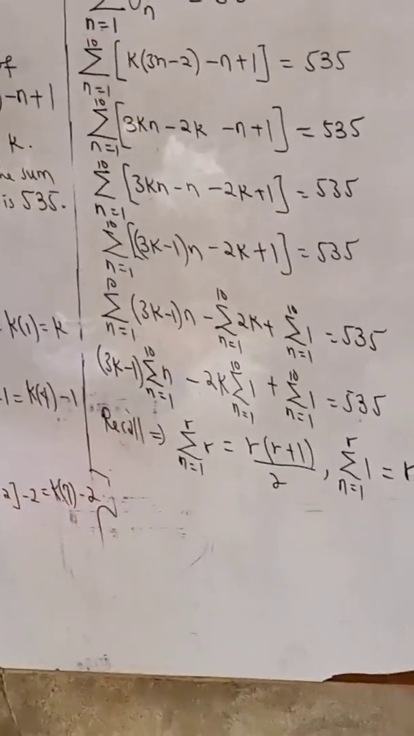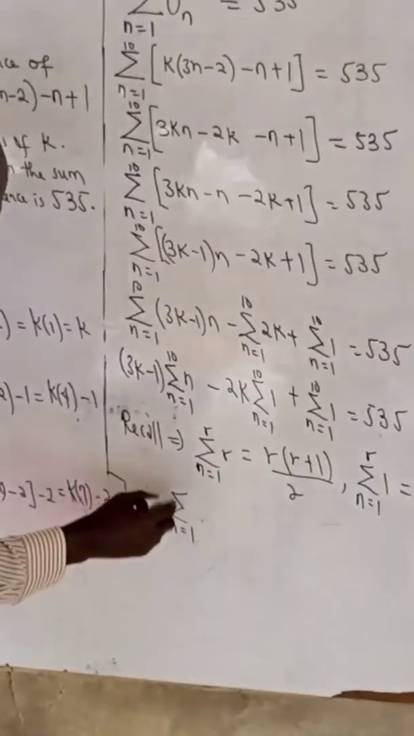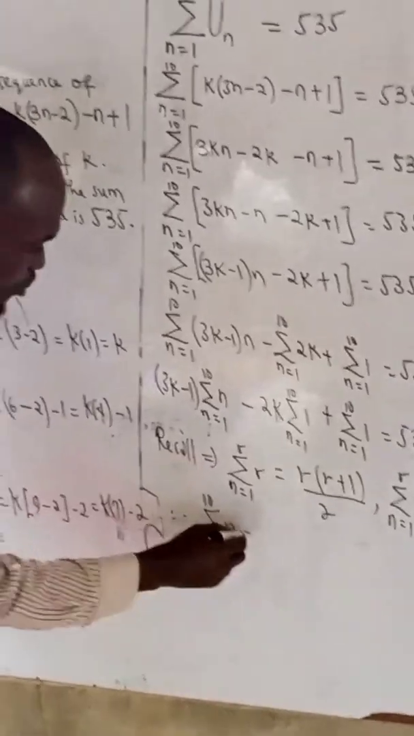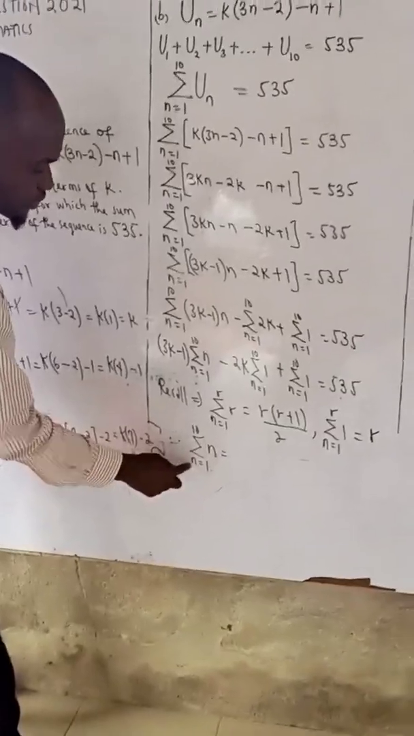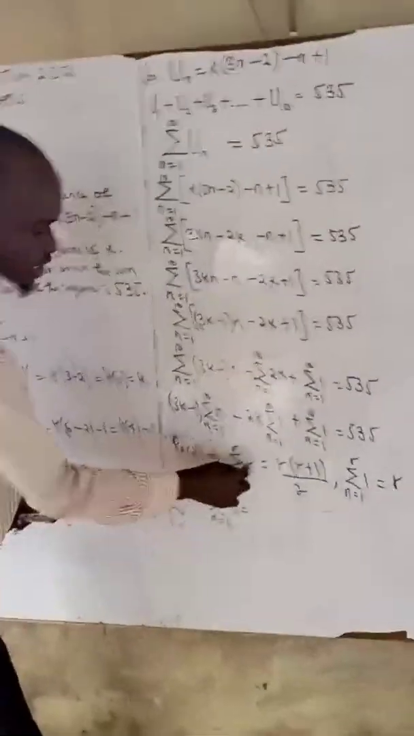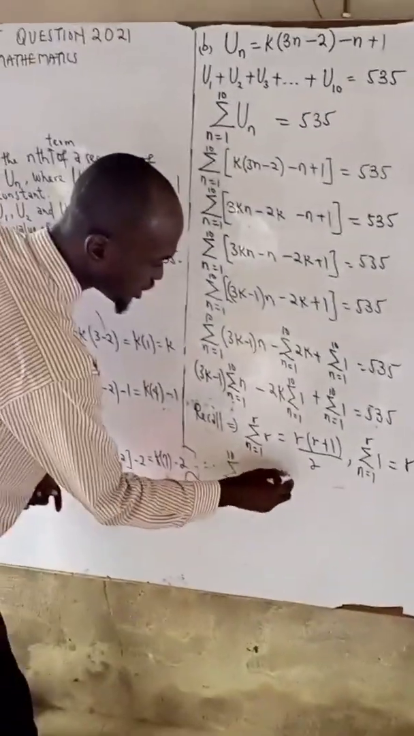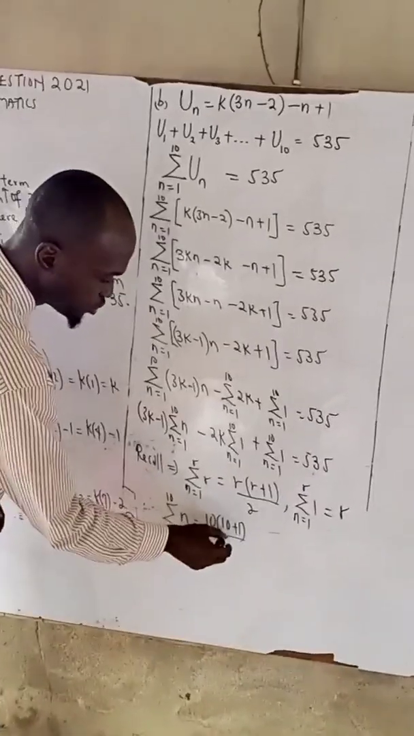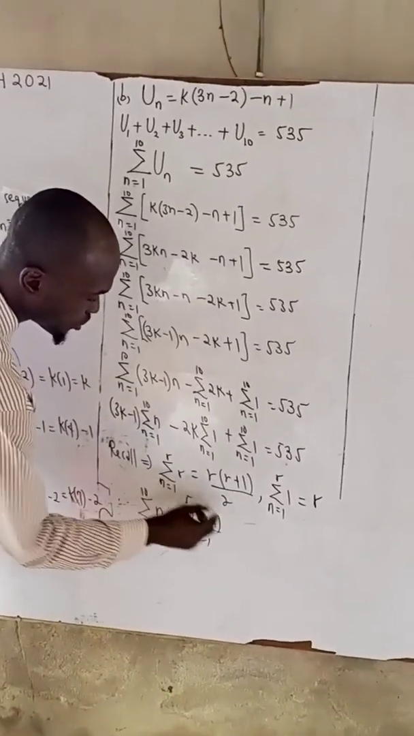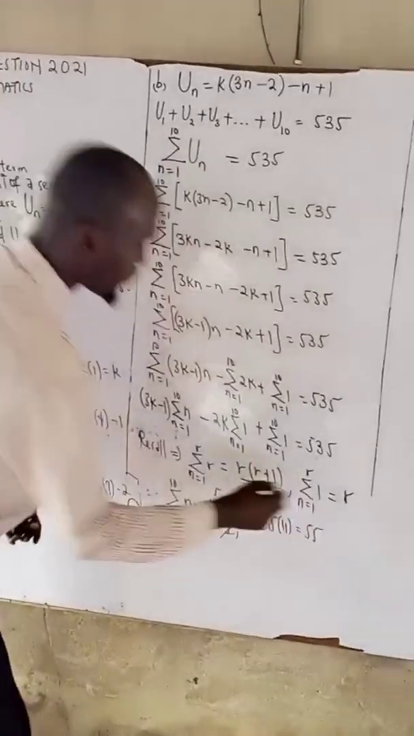Therefore, sigma from n equal to 1 up to 10 of n will be given us. So now my r here is 10, where n is 1, my r is 10. So whenever I see r in this formula, I'm going to put 10. So I will have 10 bracket 10 plus 1 all over 2. So I can drop these 2 here 1, 2 here 5. So I'll be having 5 brackets 11, 5 times 11, which will give me 55.